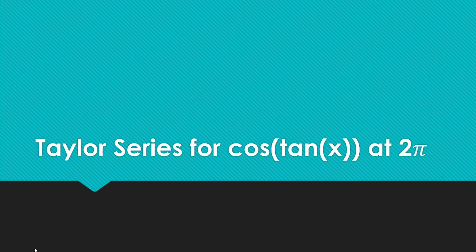In this video, we'll be finding the Taylor series for cosine tangent x centered at 2 pi. So we're given f of x is cosine tangent x. If I plug in 2 pi, I get 1. Next, I'm going to find the derivative. So I find the derivative, plug in 2 pi, and get 0.